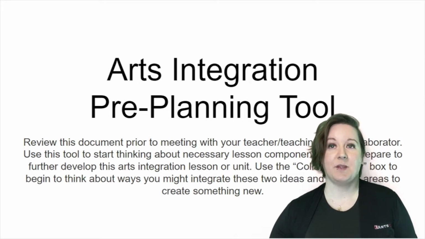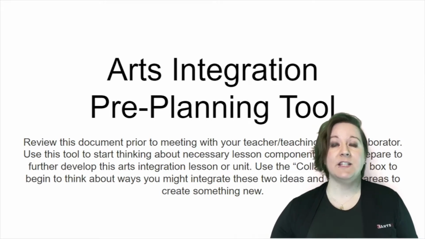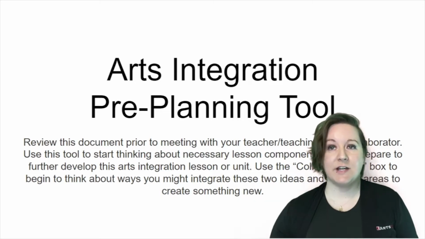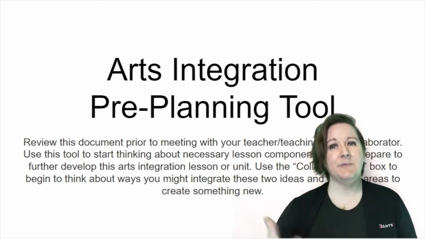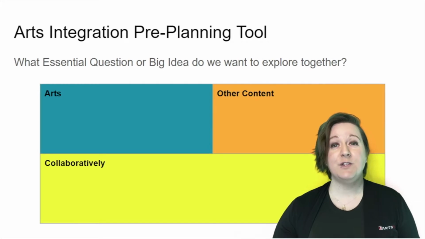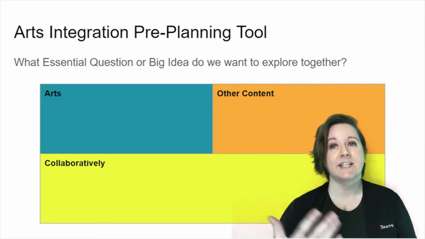Here, I can take a look at ideas that me and the intended collaborating teacher can work on together. So I would just look at each one of these questions before meeting with that teacher so I have something in mind already. Then when we meet together, or maybe it's going to be electronically filling this out, we have something to contribute. The first question is the essential question or the big ideas that we want to explore together.